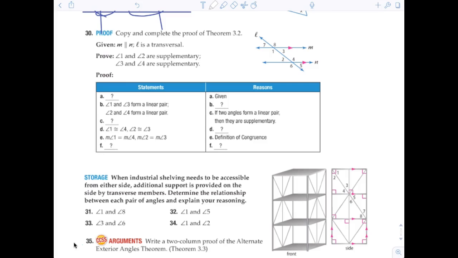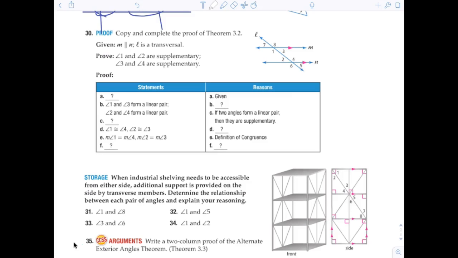All right. Now, if you want, you can just pay attention here, and let's see what's going on. Now, it says copy and complete the proof. It says, given that line M and N are parallel, and L is a transversal, prove 1 and 2 are supplementary, and prove 3 and 4 are supplementary. I thought it was kind of obvious, right? But we're going to prove that now.